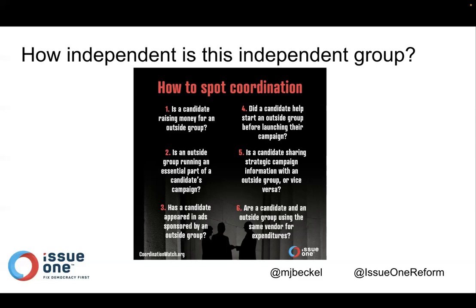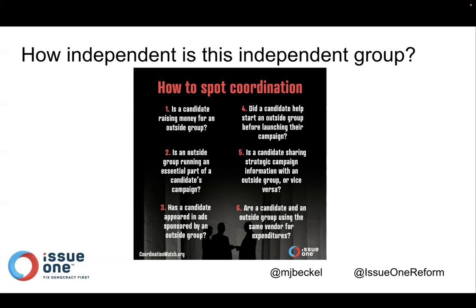Is this outside group running an essential part of a candidate's campaign? We've seen groups do everything from run a bunch of TV ads to run a ground game and field organizers, to different events that get sponsored and hosted, and then the candidate gets invited to talk at. All of these things are the traditional bailiwick of a candidate, yet big money outside groups are pushing the envelope and able to use big money to help bankroll a candidate's operation in essence.